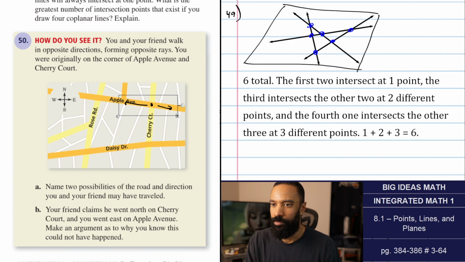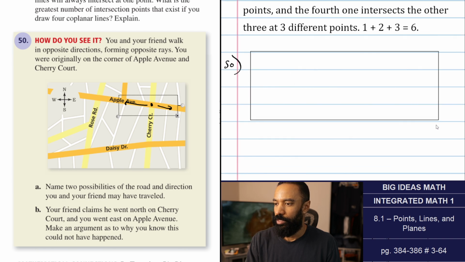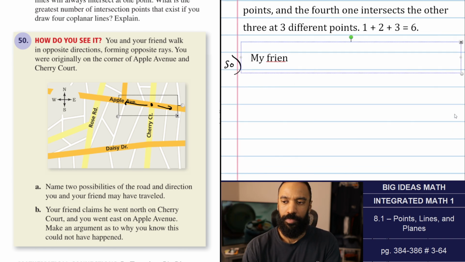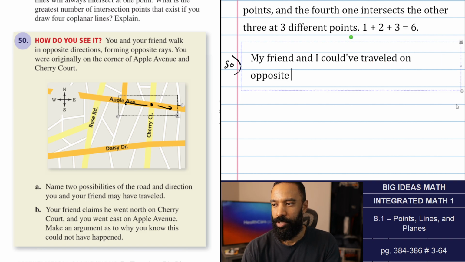So, number 50. My friend and I could have traveled on opposite directions.